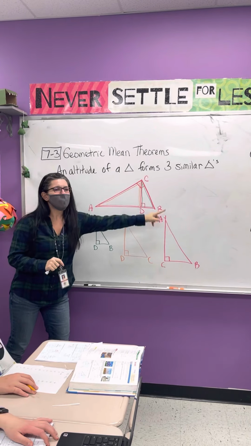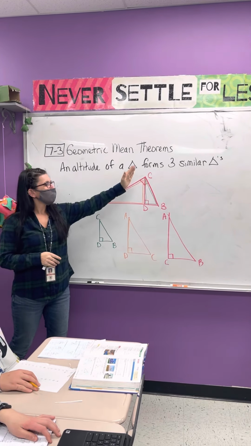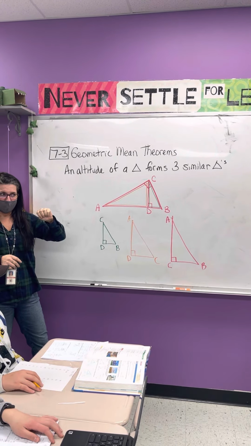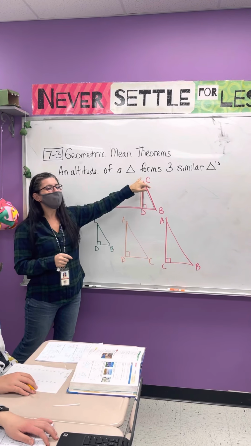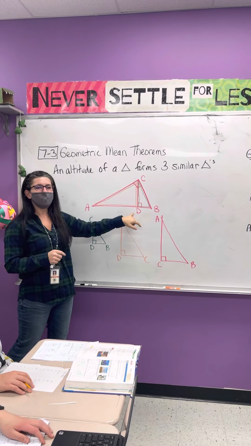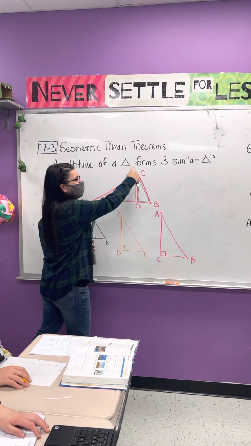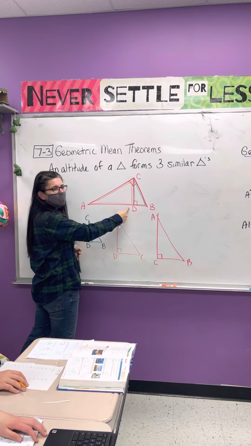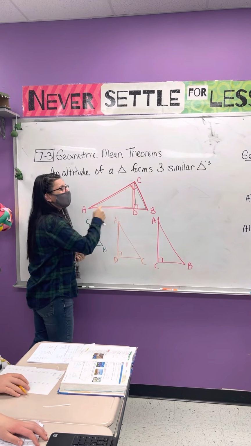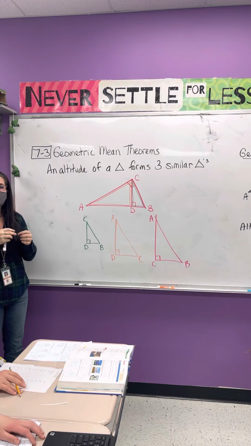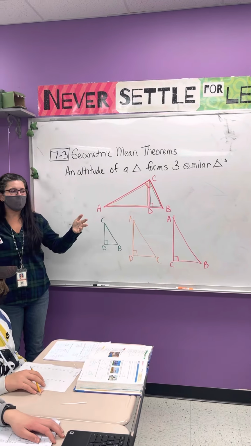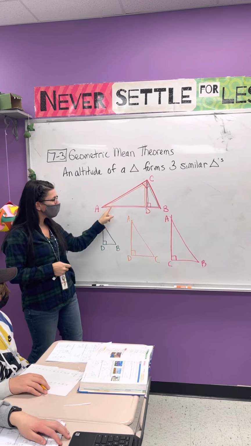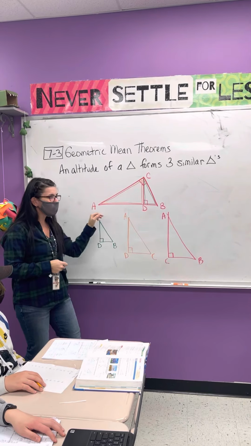So this big red triangle, it says that when I draw an altitude, it creates 3 similar triangles. Quick review, altitude means that you start at a vertex and you end at 90 degrees on the opposite side. So the big red triangle has an altitude drawn from vertex C to the opposite side, which is point D. By drawing that altitude, we create 3 similar triangles. I have this little green one, the medium orange one, and the large red one.